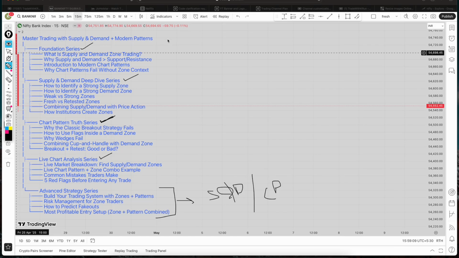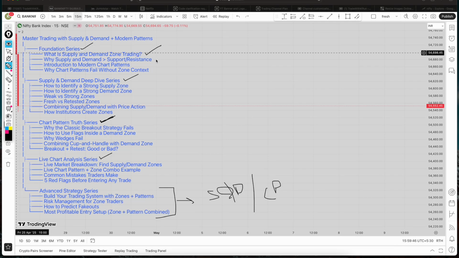But let's first start with our foundation series. In this, what you all will be learning is what is supply and demand zone trading. So this is the first concept. I'll explain to you what supply and demand zone trading really means, and I hope some of you might have watched a few videos as per my recommendation in my earlier videos. You might have done a Google search, or maybe a YouTube search about what supply and demand zone is. But we'll discuss this part in depth.